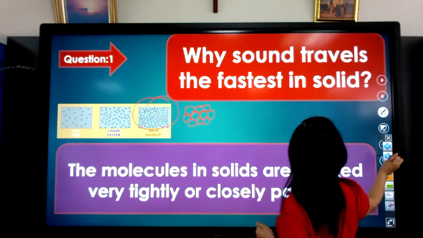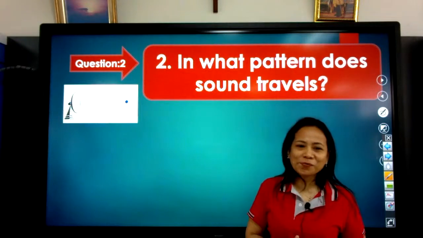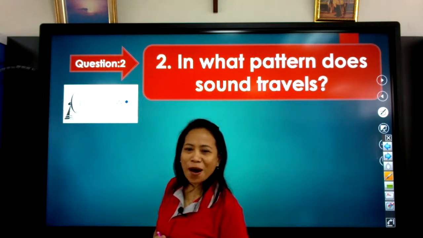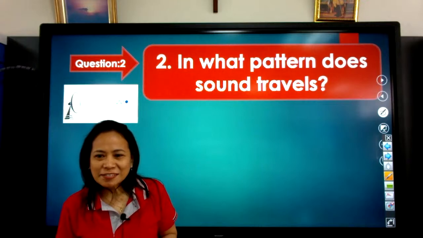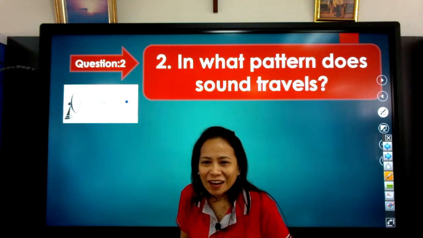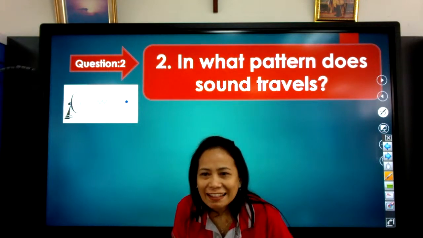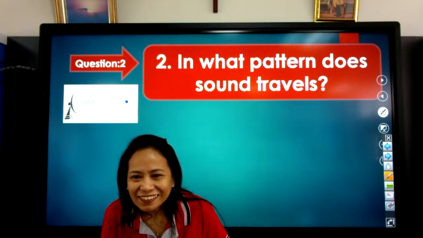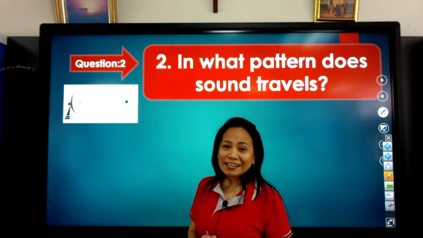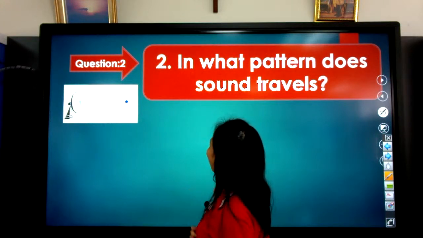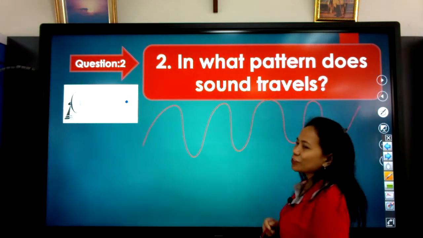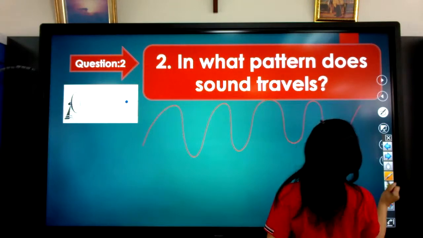Okay, next is question number 2. In what pattern does sound travel? What pattern? Only waves? Is that okay? Wave. Meow FF. Okay, wave pattern. Yes, it travels in a wave pattern. Like this, not in a straight line. It travels in a wave pattern.